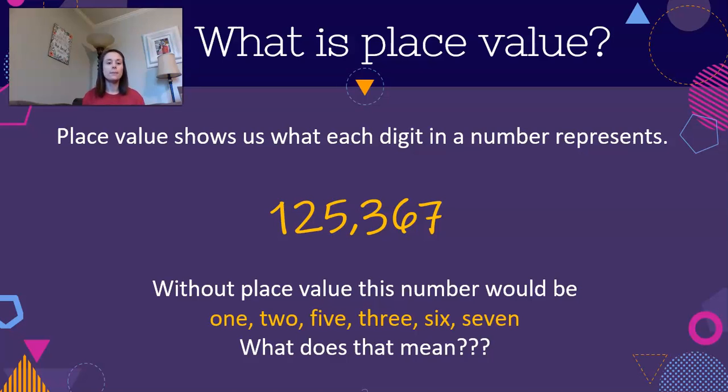In the below number, if I didn't know what place value was, I would just read this number as 1, 2, 5, 3, 6, 7. That number has absolutely no meaning. It doesn't tell me if there's a number greater than or less than this number. It just doesn't tell us anything. So place value is important because it gives meaning to a number.